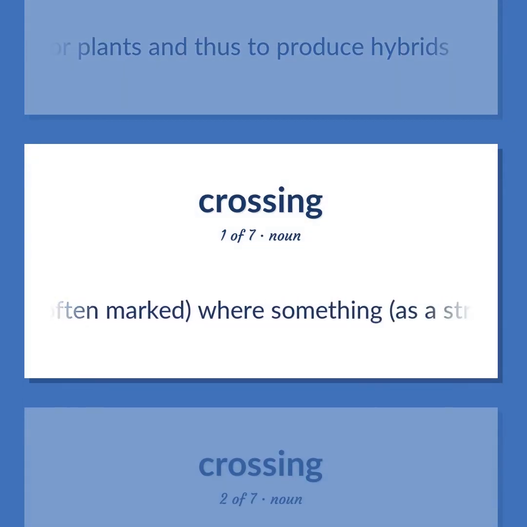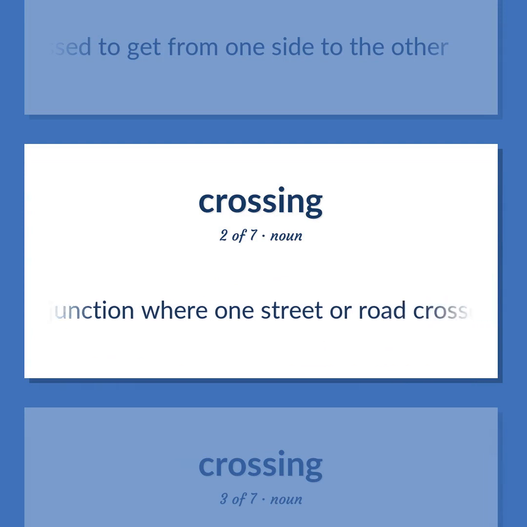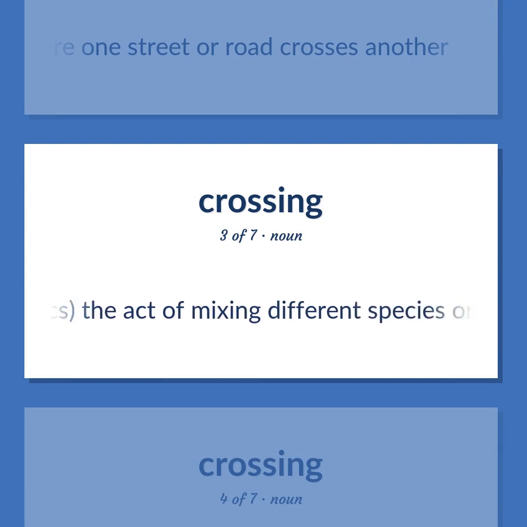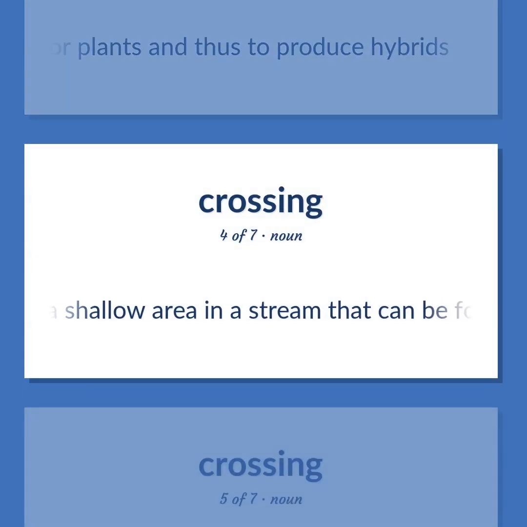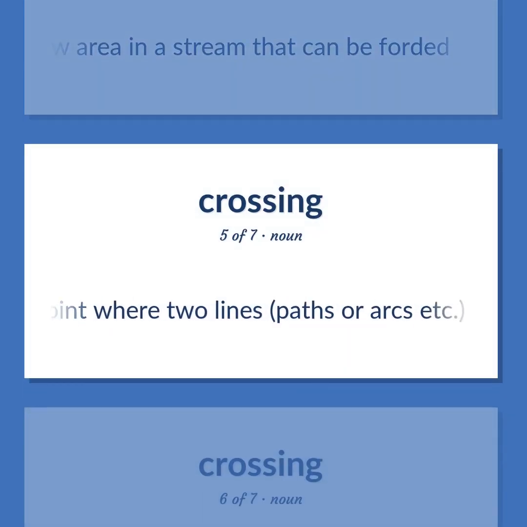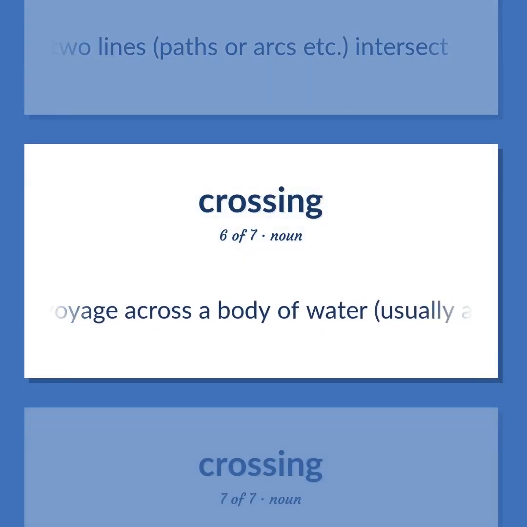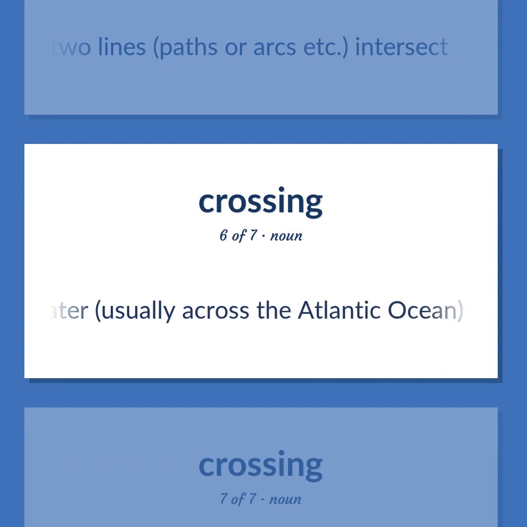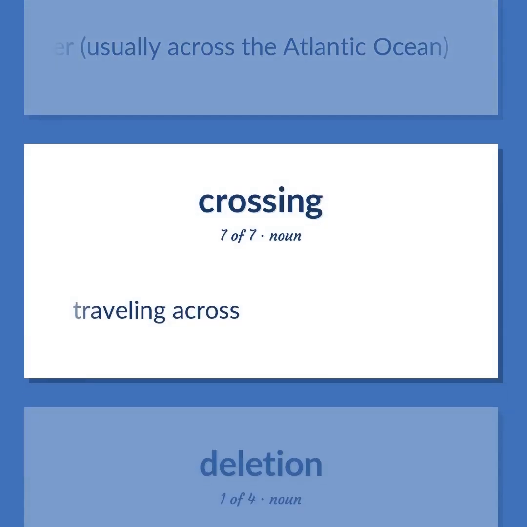A path, often marked, where something, as a street or railroad, can be crossed to get from one side to the other. A junction where one street or road crosses another. Genetics. The act of mixing different species or varieties of animals or plants and thus to produce hybrids. A shallow area in a stream that can be forded. A point where two lines, paths or arcs etc., intersect. A voyage across a body of water, usually across the Atlantic Ocean. Traveling across.